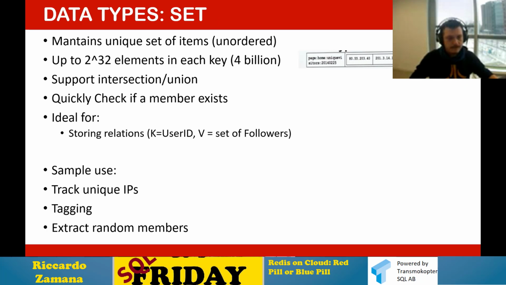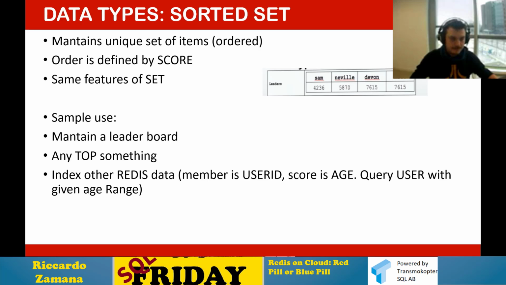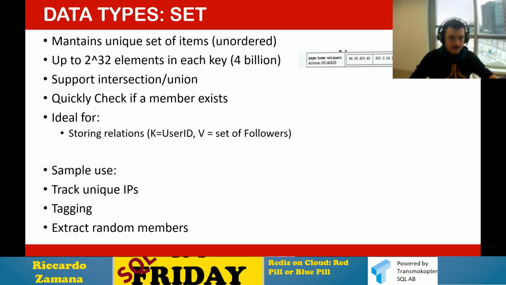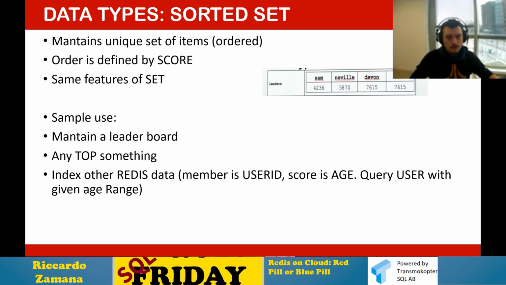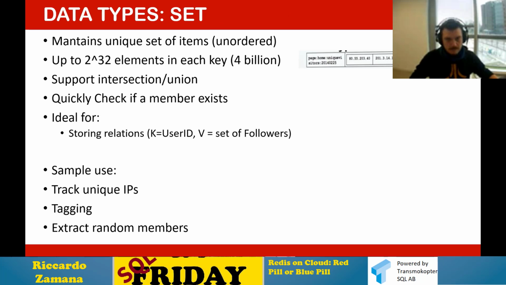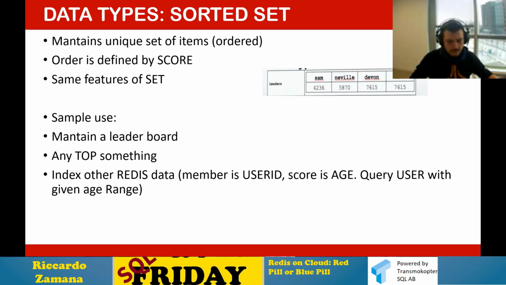Set is simple. But it is important to understand the difference between set and sorted set. This is ordered. But in the unordered one, you can have duplicates. You can't have duplicates in the ordered one.